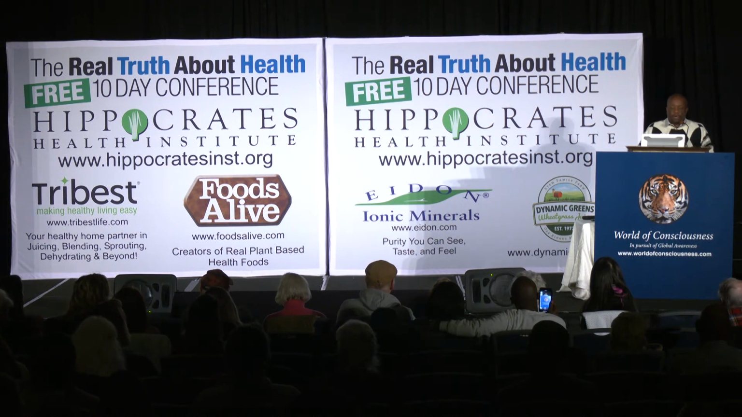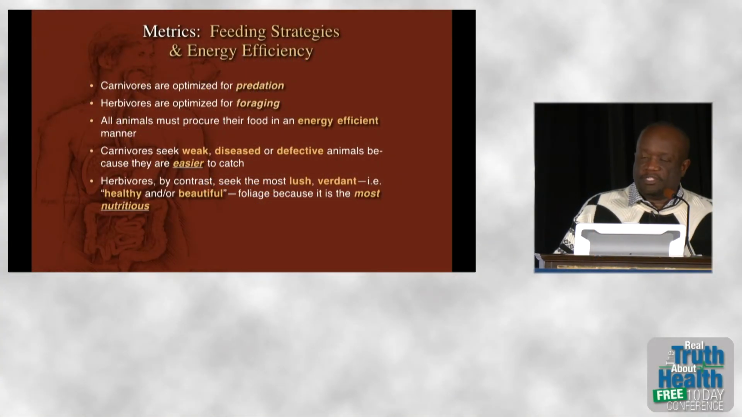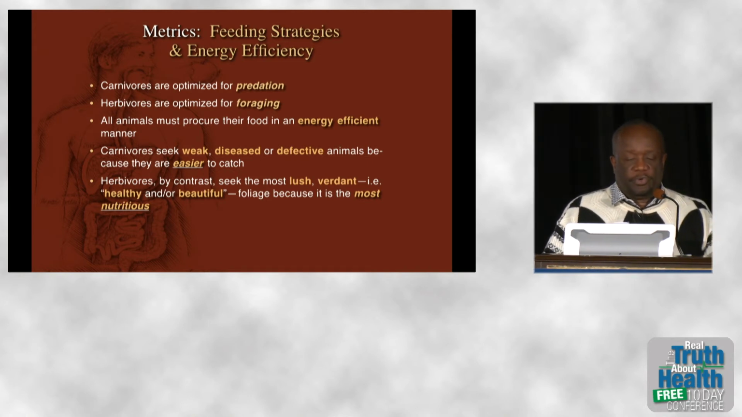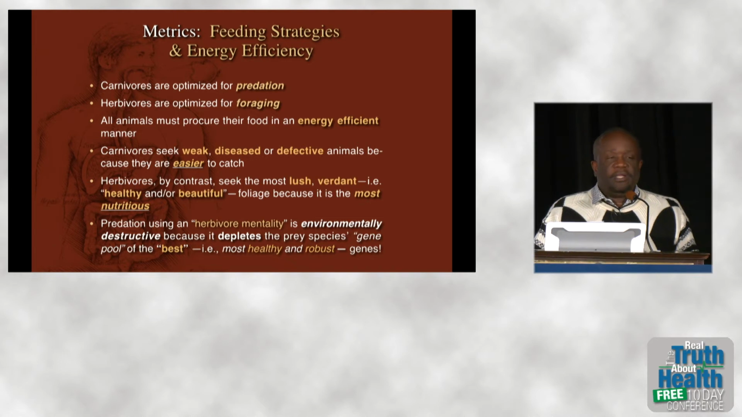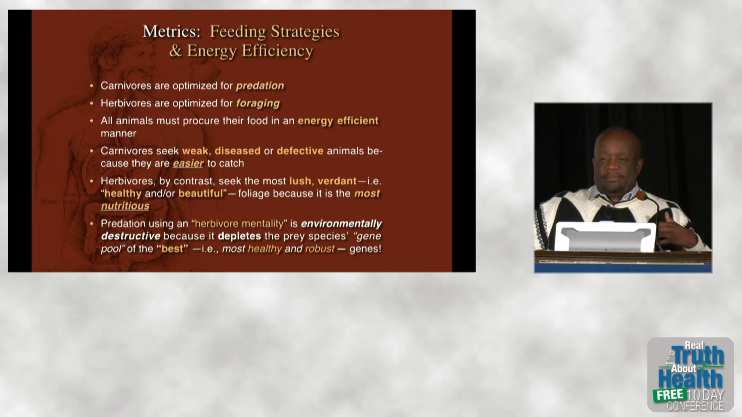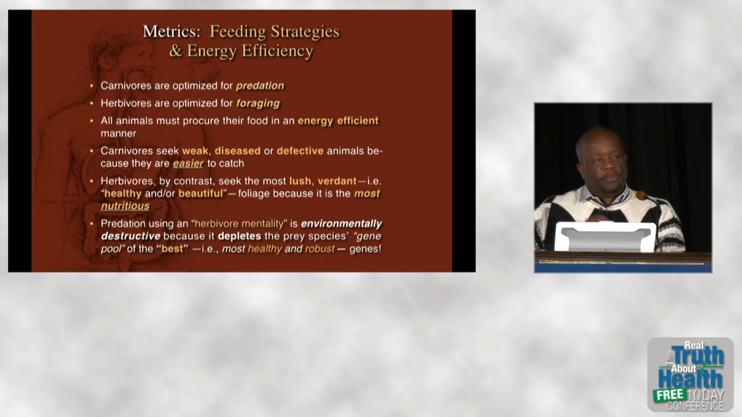So herbivores, by contrast, seek the most lush, verdant, and newest, healthiest foliage because it is the most nutrient dense. Predation using, and this is key, I want you to think about this, predation using an herbivore mentality is environmentally destructive. What do I mean by that? So carnivores look for dead, dying, weak, diseased food. The herbivores look for the most fresh, lush, new, verdant food.